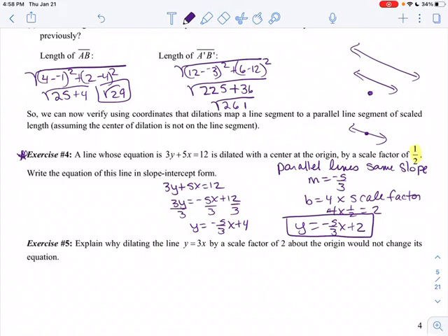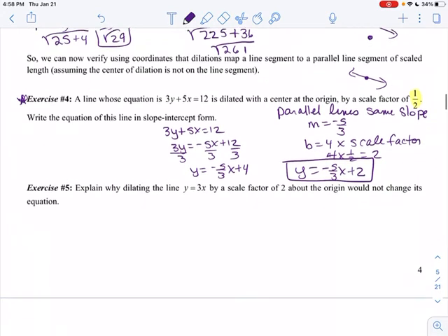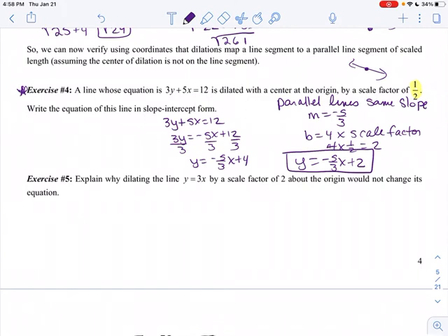So that's one case. If I dilate a line from a point not on the line, in this case the origin, you get another line that's parallel. So parallel lines have the same slope. Leave the slope alone. Take your y-intercept and multiply it by the scale factor.